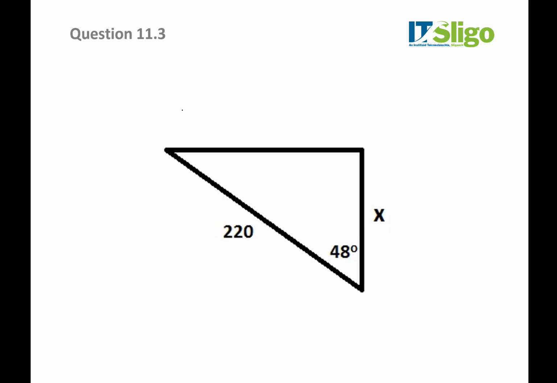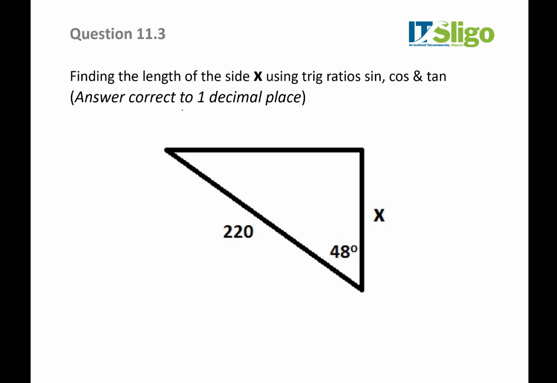So here's a question for you to try. Calculate the side x using our trig ratios. So we say there's the angle. What do we have in terms of that angle? We have the adjacent and the hypotenuse. So what's the right ratio to use? I'm not going to give you any more hints after that.